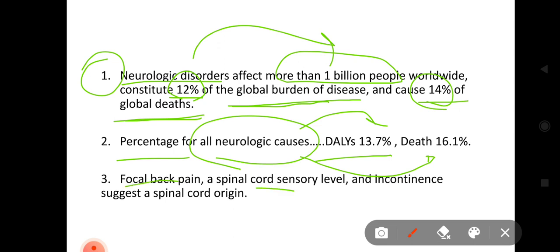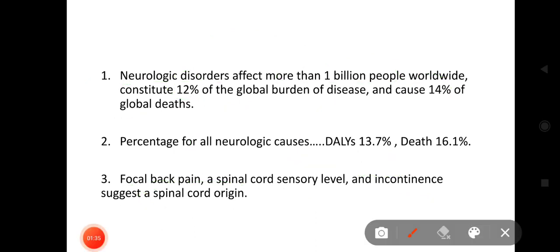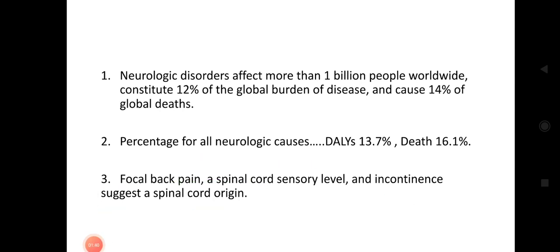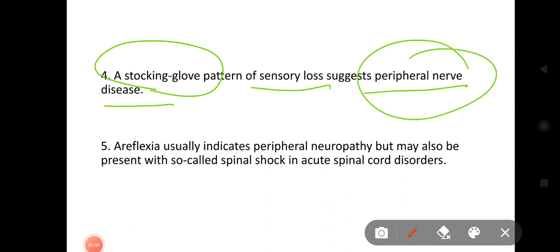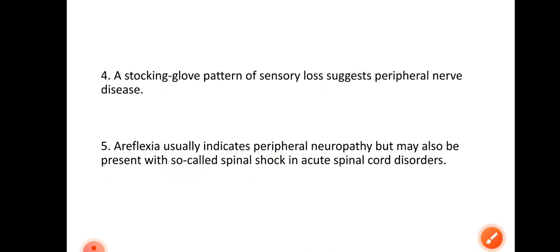Focal back pain, spinal cord sensory level and incontinence suggest a spinal cord origin. So if a patient presents with focal back pain, a spinal cord sensory level and incontinence, we should suspect spinal cord origin. A stocking-glove pattern of sensory loss suggests peripheral nerve disease, that is, peripheral neuropathy. Areflexia usually indicates peripheral neuropathy but may also be present with so-called spinal shock and acute spinal cord disorders.